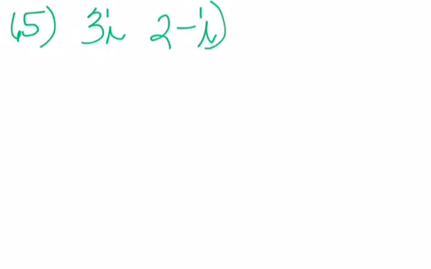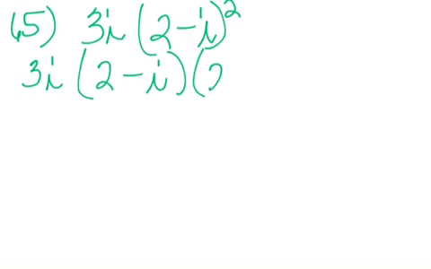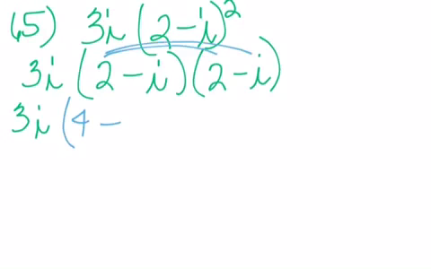Okay, now if you will look at number 65, it has 3I times 2 minus I squared. When you see one written with a square, that means you're going to have to write it twice so that you don't forget the middle term that is a result of foiling. So you'll have 3I. Now 2 times 2 is 4. 2 times negative I is negative 2I. Negative I times 2 is negative 2I. Negative I times negative I is plus I squared.